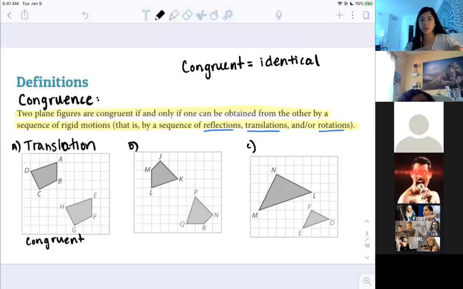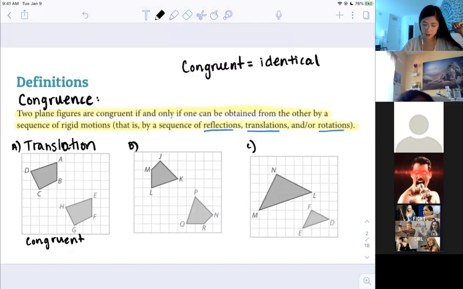Remember, a translation, go ahead. It's like if they had paint or something and you didn't want them to get smudged, so you took one off the other, like on top, and you put it somewhere else. You didn't move it, you didn't turn it, you didn't flip it, you didn't make it bigger, you didn't make it smaller. You literally just take it and move it. That's all this is. Okay?